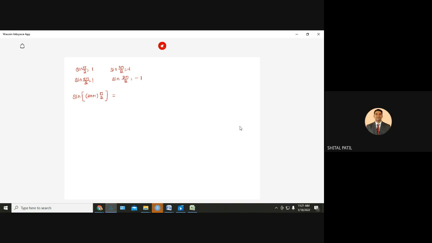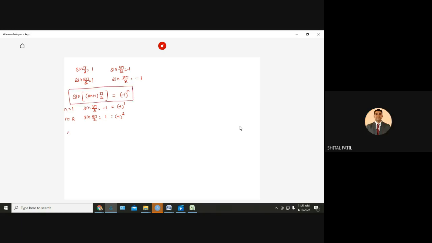If you don't understand, take n equal to 1 here. So it is sine of 3 pi by 2. What is sine of 3 pi by 2? Minus 1. Take n equal to 2. So sine of 5 pi by 2. What is sine of 5 pi by 2? 1. Okay. So can we write like this? Minus 1 raised to 1. Can we write like this? Minus 1 raised to 2. Yes, sir. So it is minus 1 raised to n. Okay, this is the formula.